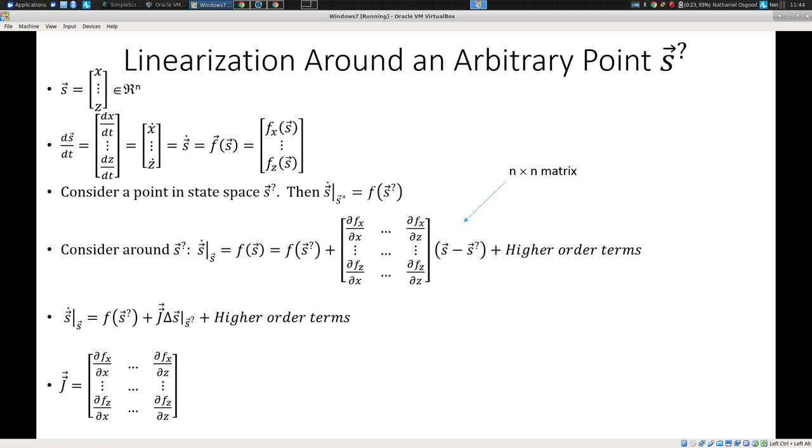So for our case, what we're going to have here is partial f sub x, partial x, right? This is in our Jacobian matrix. And it's going to be partial f sub x, partial y. All of these things in the top row are with respect to what? X. It's determining how fast f of x is changing. The x component of this is changing with respect to x, with respect to y, any other things. Does that make sense?